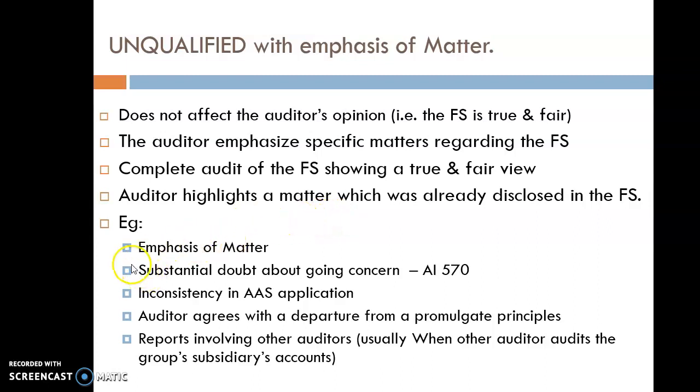For example, emphasis of matter: any substantial doubt about going concern, inconsistency in the standard application, and the auditor agrees with the departure from the promulgated principle. All the principles that apply with the preparation of the financial statements, so the auditor agrees.